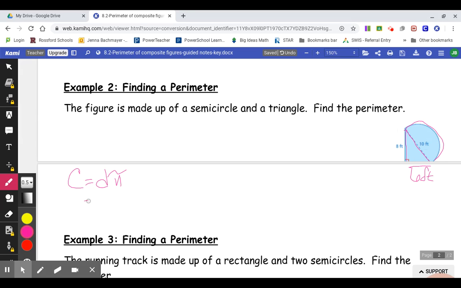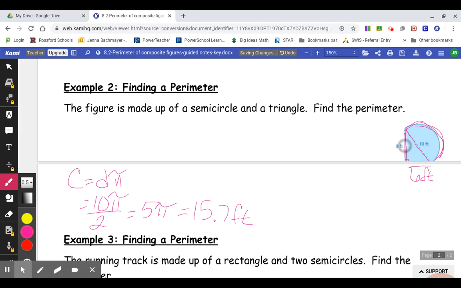So in this case, the diameter is 10. So we have 10 times pi. But we have to remember, this is not a full circle, so I need to divide by 2. 10 divided by 2 gives me 5, so I have 5 pi. 5 times pi is going to give me about 15.7 feet. And remember, that's just the semicircular part.